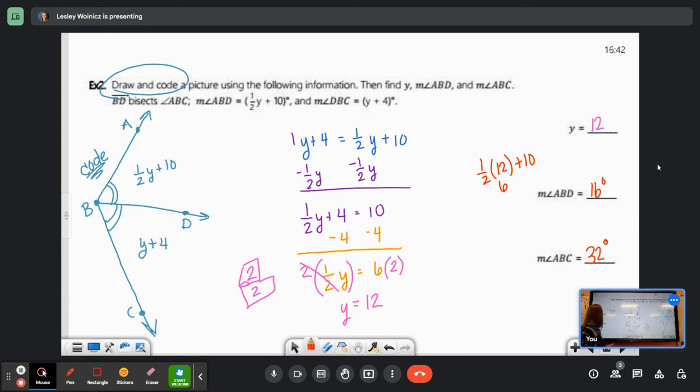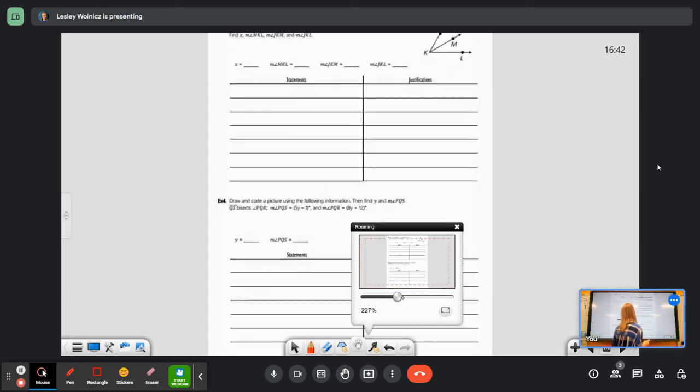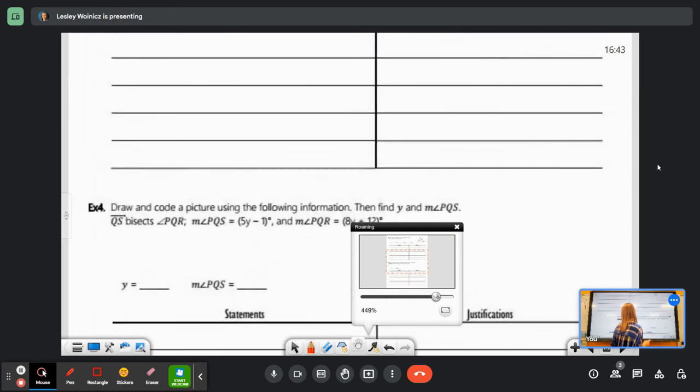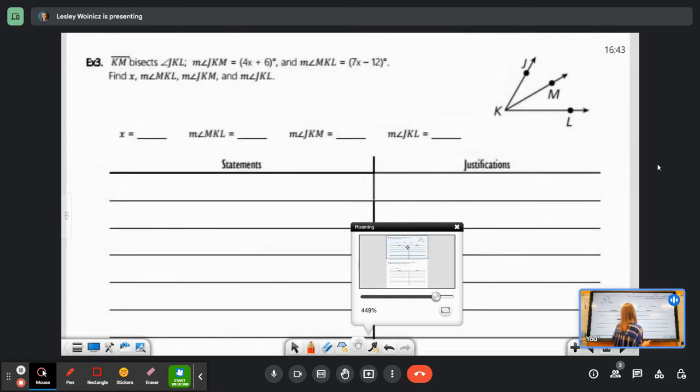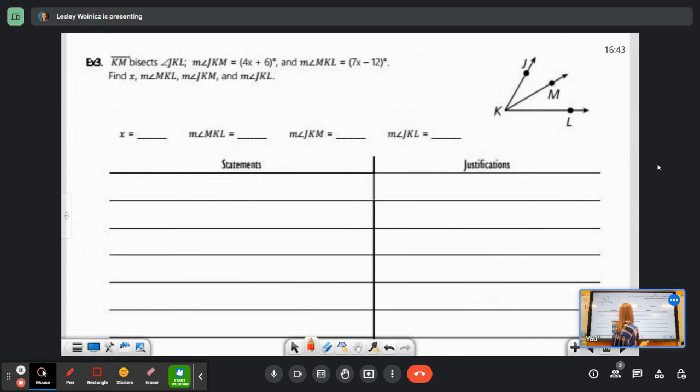Okay, next. All right, this is the one that went so badly for me in class. We all remember that as a sad day. Okay, so KM bisects angle JKL. So let's code that on our picture. I'm giving them the same number of arcs to show that they're congruent. Now we know that the measure of JKM is 4x + 6, and the measure of MKL is 7x - 12. So we have to find x and then all of those angles.